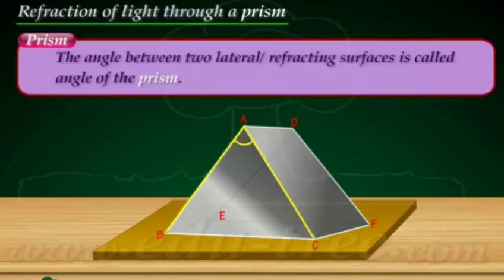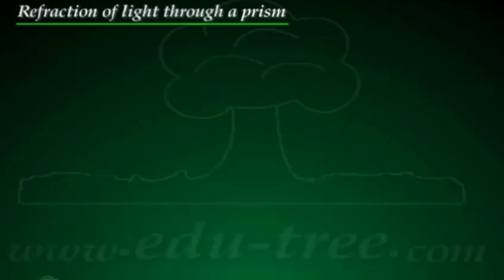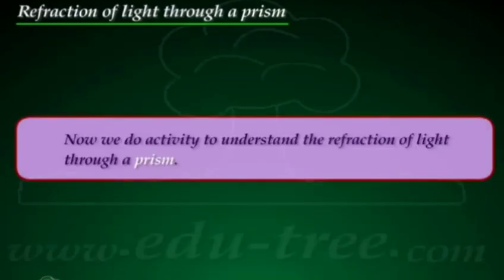The angle between the two lateral or refracting surfaces is called the angle of the prism. Any section of the prism perpendicular to the refracting edge is called the principal section of the prism. Now, we do an activity to understand the refraction of light through a prism.